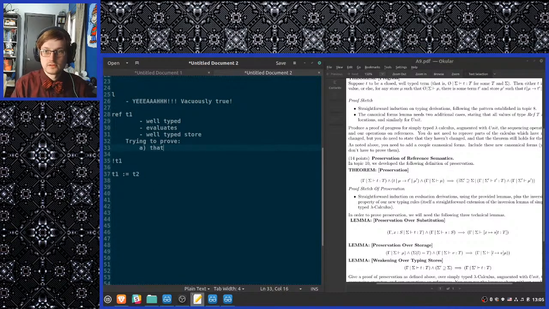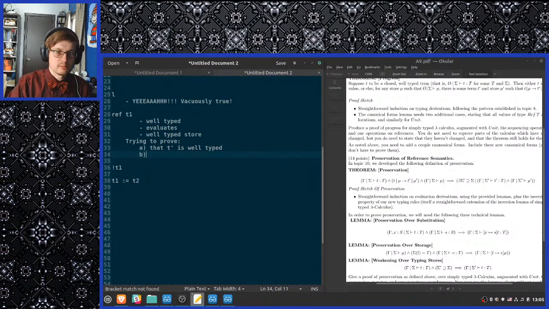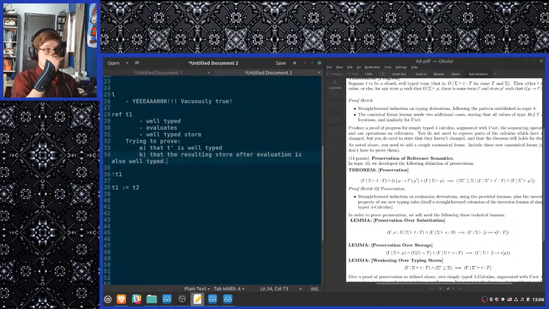A, that T prime is well-typed. Whatever this thing evaluates to is well-typed. B, that the resulting store after evaluation is also well-typed. Because you have to prove both of these things, it made sense to me to attack them one at a time.